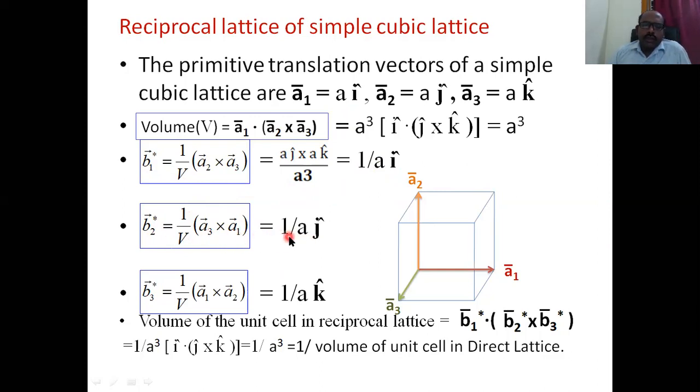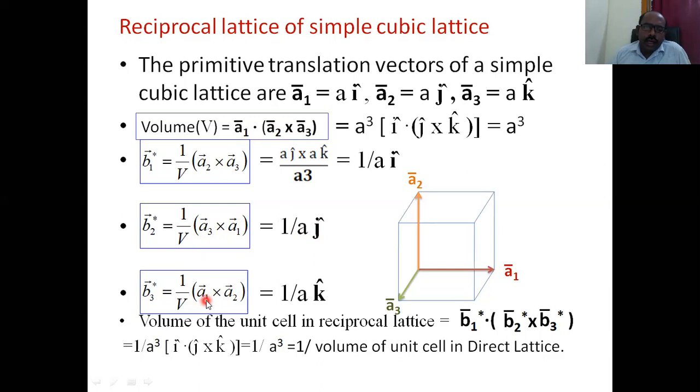So in this case, we are getting 1 by a times j cap. We have to do the cross product of these two vectors. So even we can see a3 means k cross i. So k cross i gives us j. Okay, in that way we are getting a square by a cube into j cap.